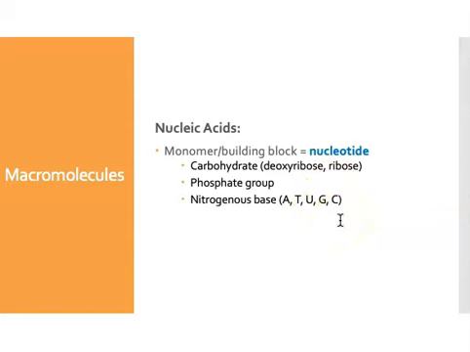In DNA, we'll find A, T, G, and C. In RNA, there is no T, so we will find A, U, G, and C inside RNA.